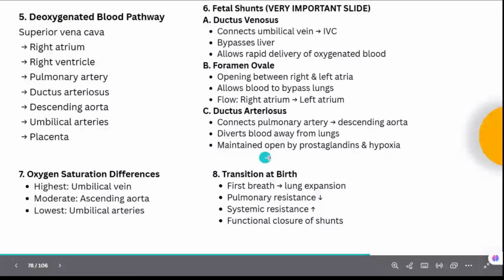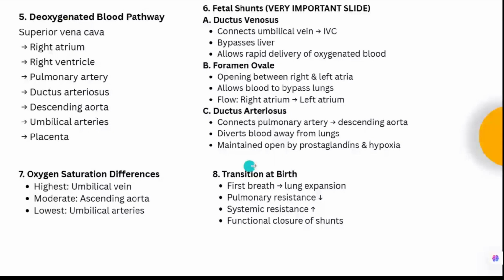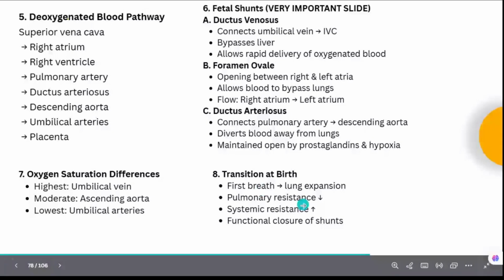At first breath, the lungs will expand, the pulmonary resistance will reduce, the systemic resistance will increase, and there is a functional closure of these particular shunts. So what happens at birth is the functional closure of these particular shunts.